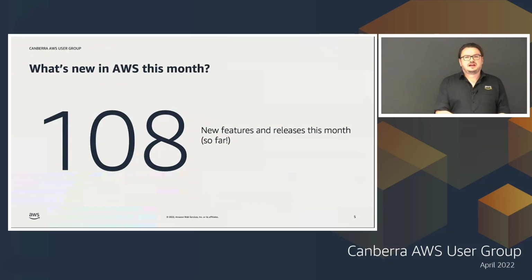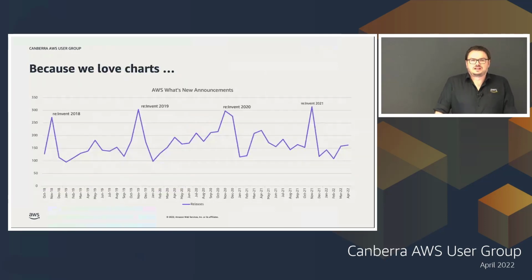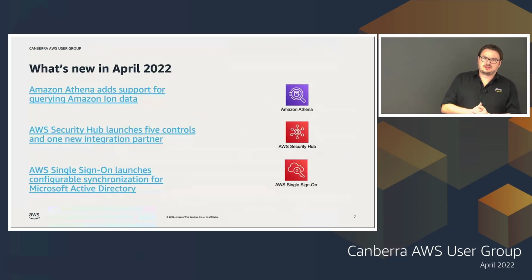So things that are new this month. So far, 108 new features and updates have been released this month, which on our running chart, since we've been running the user group here, looks a little bit like this. So you can start to see we're trending back up after the quiet Christmas break. But let's go through some of the highlights for April 2022.